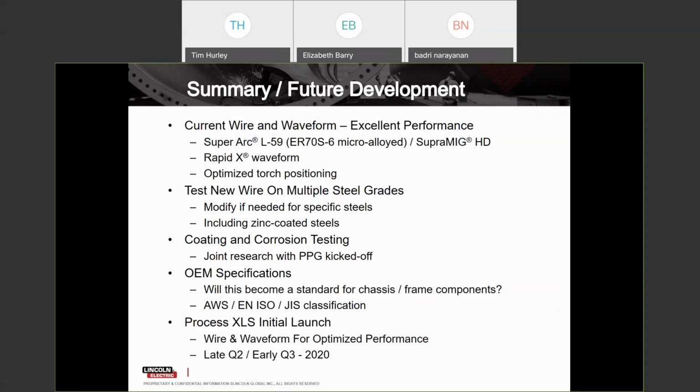The launch time period, really looking for this wire and waveform and the optimized performance, the whole package of wire and waveform, we expect to be late Q2 or early Q3 this year. We expect to have samples and are very close to launching, but need to finalize some of this testing and complete the corrosion testing as well.